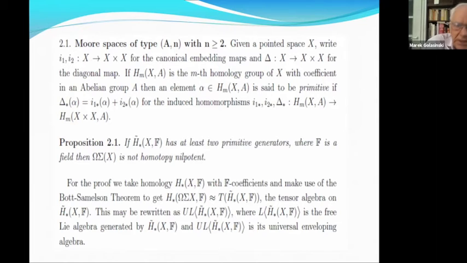This can also be written in another way, as U L, where L on the reduced homology is the free Lie algebra generated like this, and U L is the universal enveloping algebra.